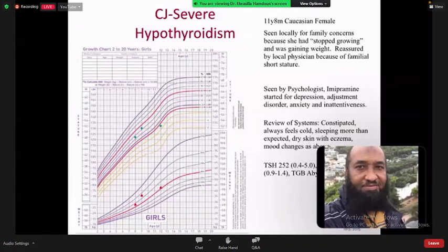Remember, in children, hypothyroidism does not always present like adult hypothyroidism. So growth failure is a major manifestation. You have a TSH of 252. That's very out of range. Up to 5 for the TSH is considered to be normal. Some say 4.5, but let's call it 5.